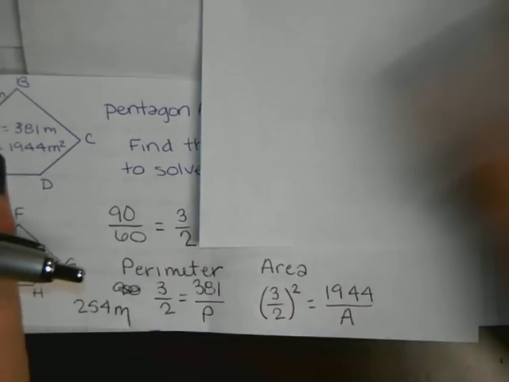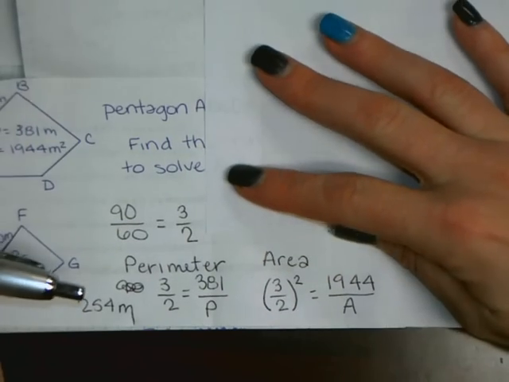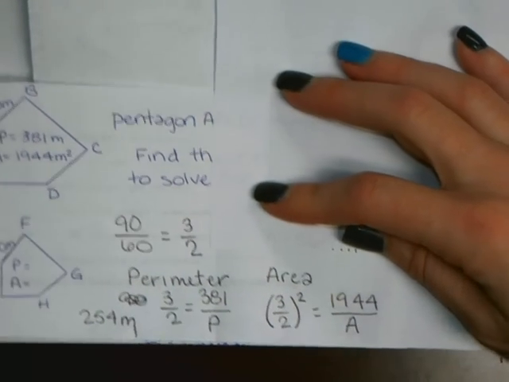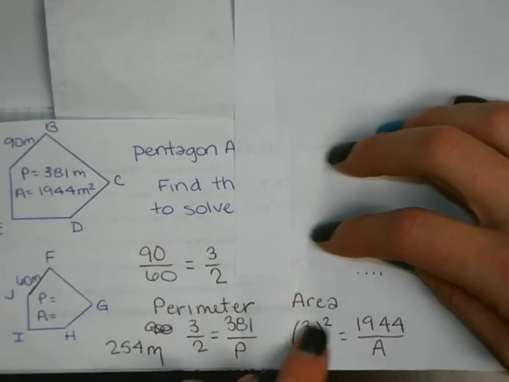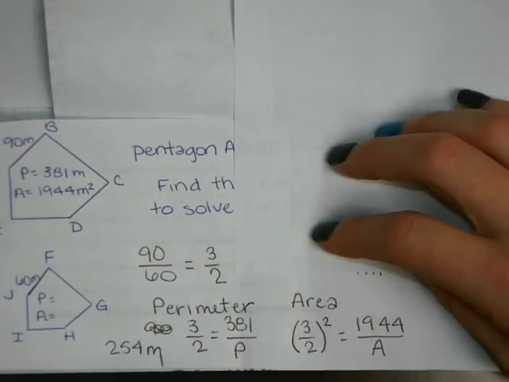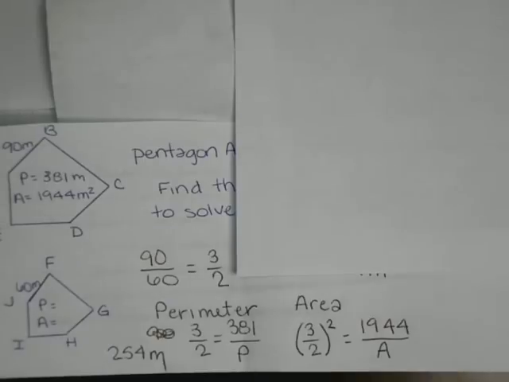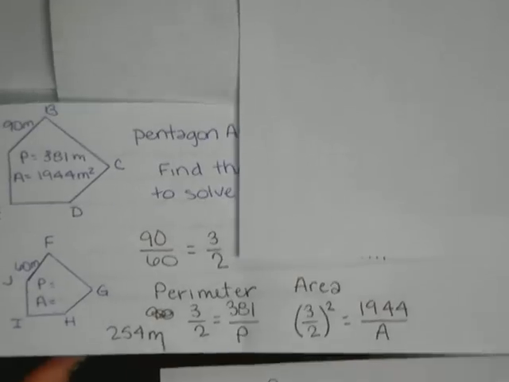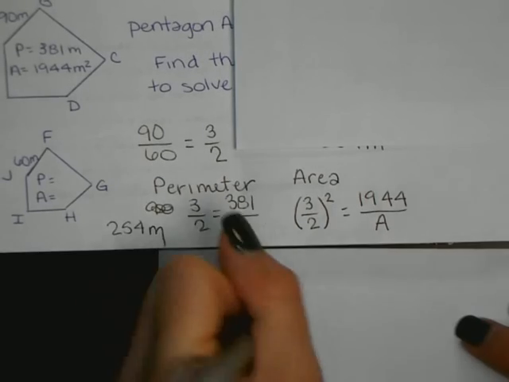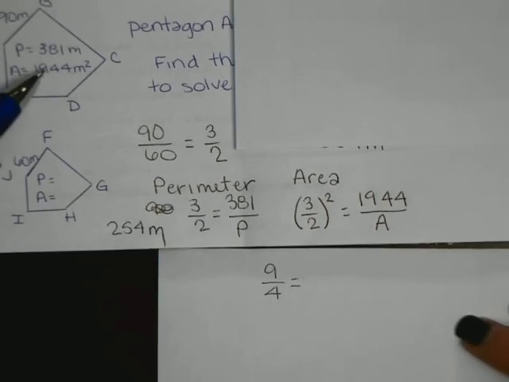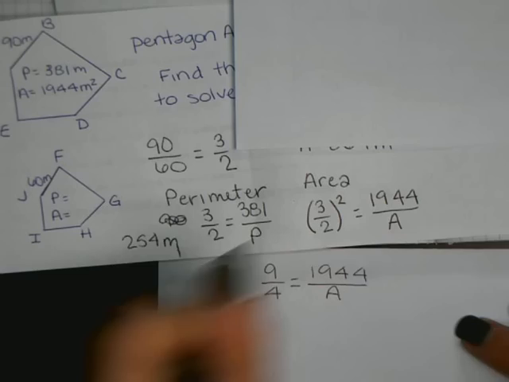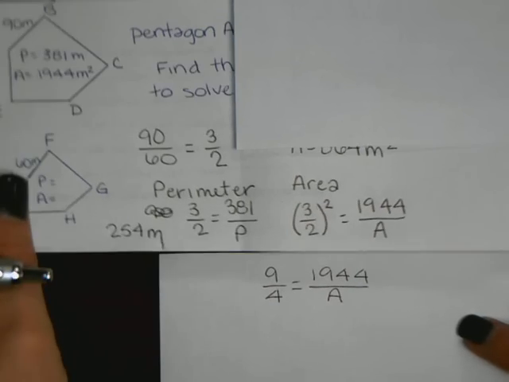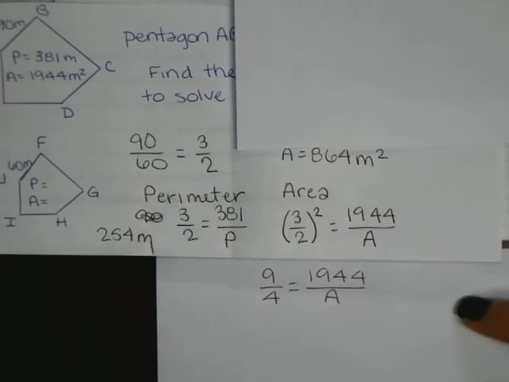Now let's go through and see if we can find the area. Now remember, when we're doing area, it has to be the scale factor squared. So I'm going to take 3 halves, which is our ratio, square it, and it turns into 9/4. So 9/4, oh, can't see it, let me move up some, equals the area from the original one over my unknown area.